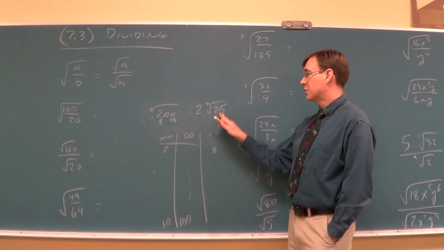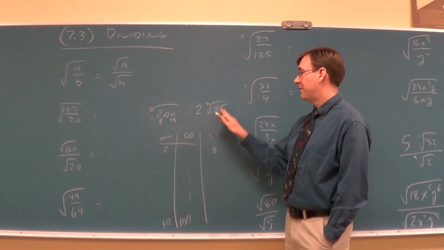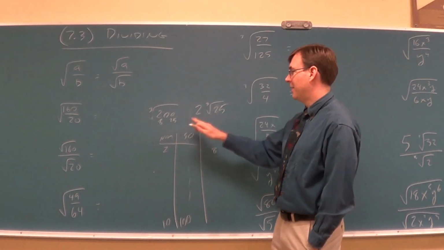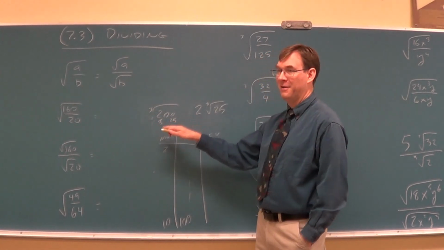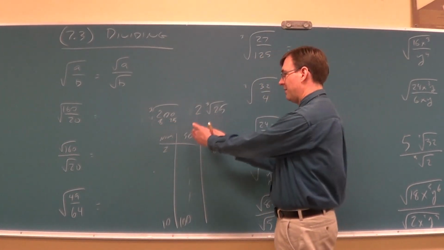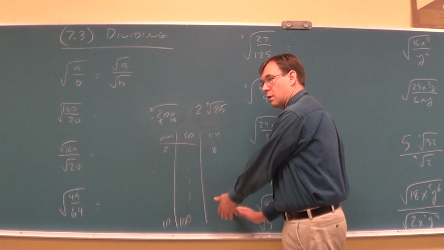Like, if it's a square root, we like to see 25. But if it's a cube root, we don't. If it's a square root, we like that 100. Cube roots, we don't. If it's a square root, look at the squares. Cube root, you look at the cubes.